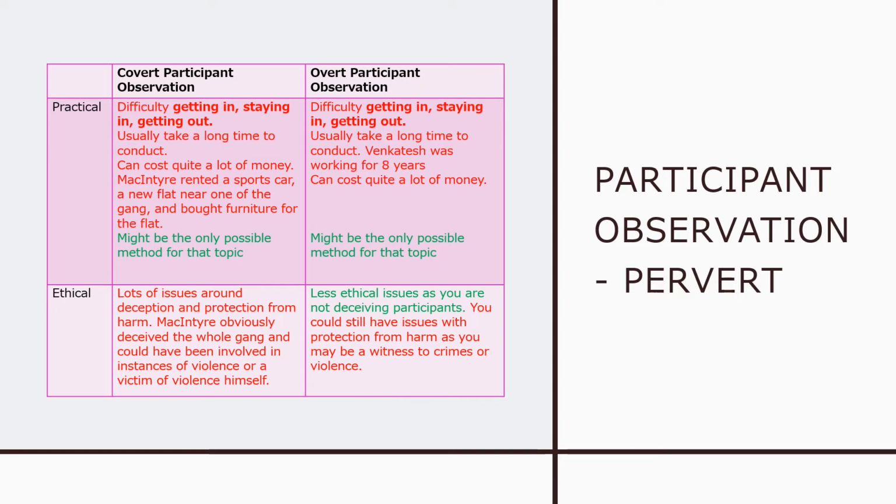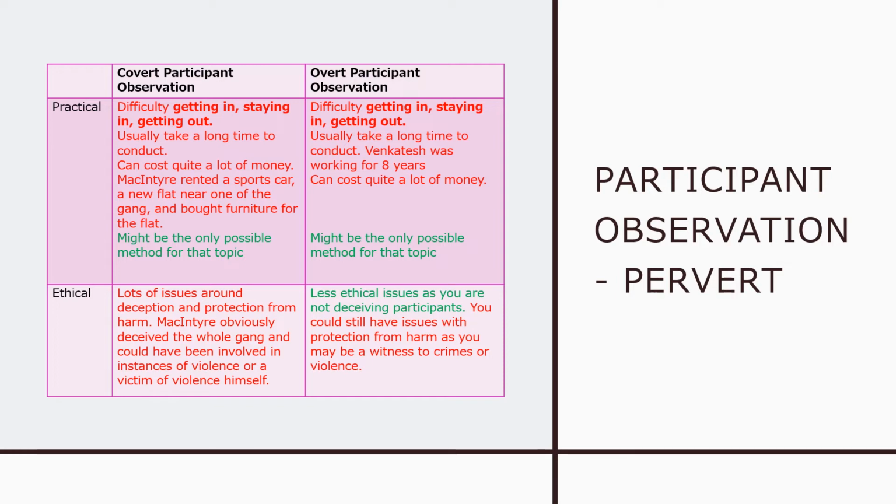McIntyre was deceiving the entire gang, and there were instances where he had to join in with violence or potentially be at risk of violence himself, be a victim of violence. So we've got the issue of protection from harm. That's a major ethical factor depending on the group that you're trying to join in with, depending on the research.